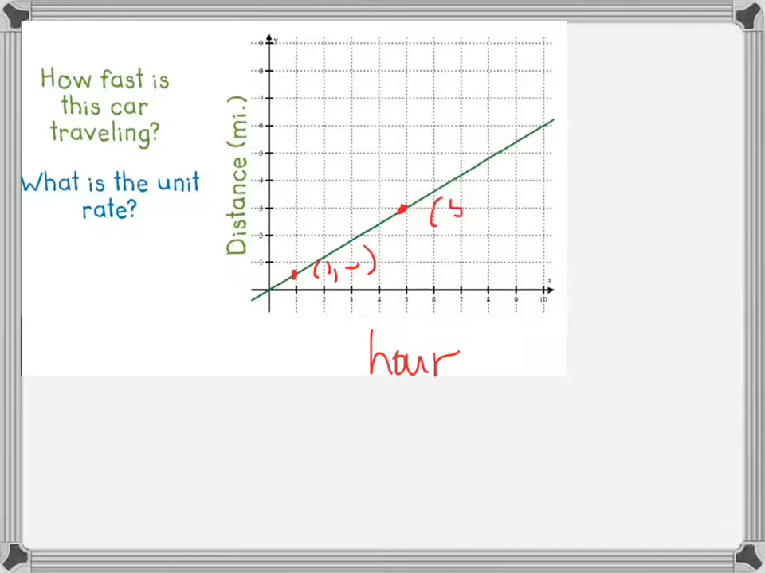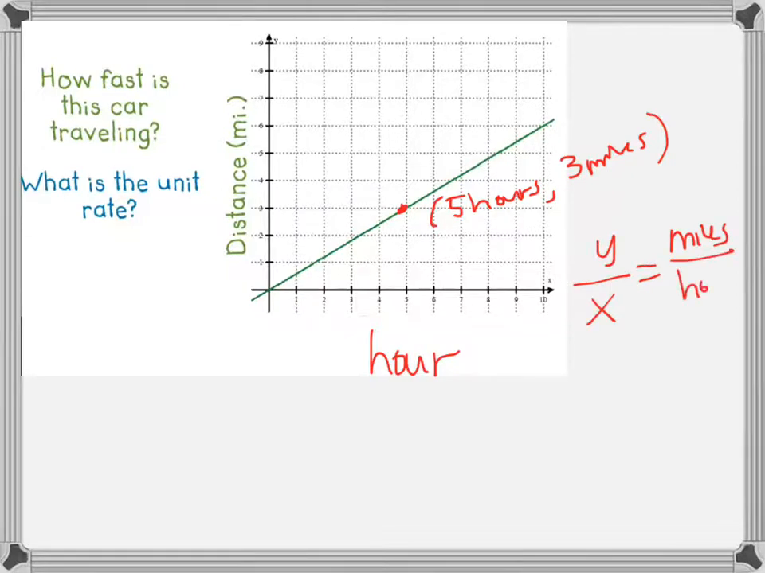Whereas this one is 5 hours and 3 miles. I know what this coordinate means right there. I know what that coordinate is. 3 miles and 5 hours. So remember, I want to make it y over x. So that's miles per hour.